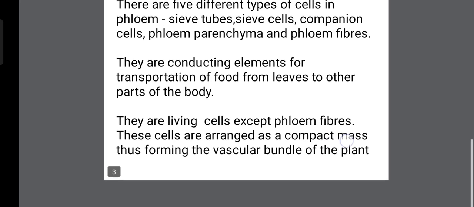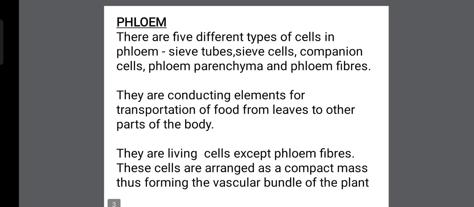So, you can clearly see that the xylem is totally dead except xylem parenchyma. The phloem is totally living except the phloem fibers. Now, xylem helps in conduction of water, phloem helps in conduction of food materials. This makes an important difference between them. Okay. Next class, I'll give you a differentiation between the xylem and the phloem to make it more clear and more simple and precise for you to study.